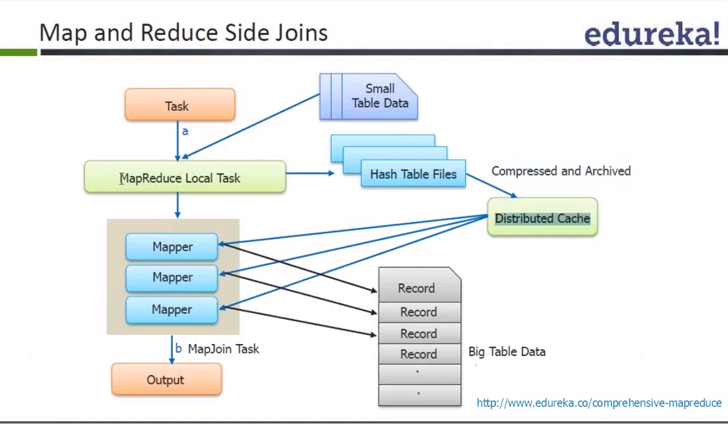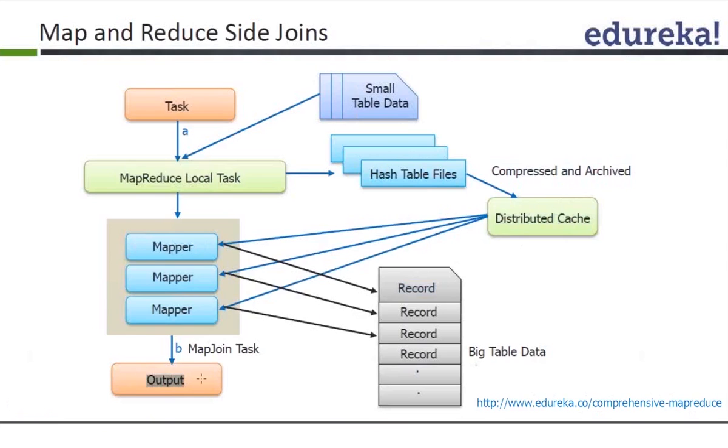Look at the arrow. The small data table will be used in my local task. It will read from the hash file. From where is the hash file coming in? It's coming in from the cache. So that at the time when I'm doing my mapping, it will look at the distributed cache and at my record, do a join, and then give me an output.